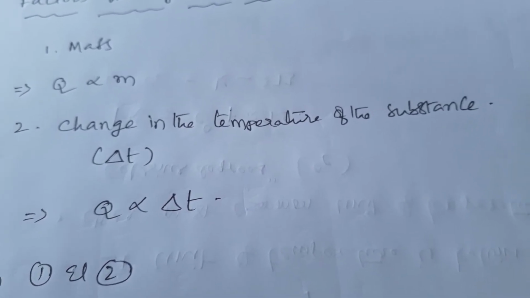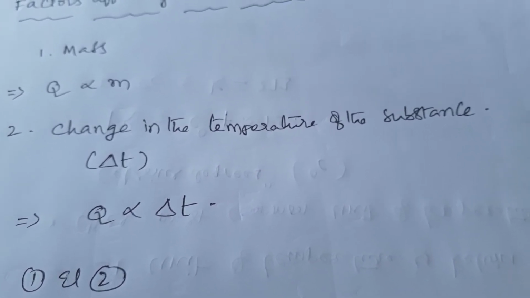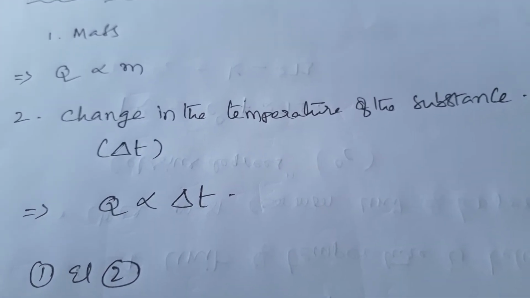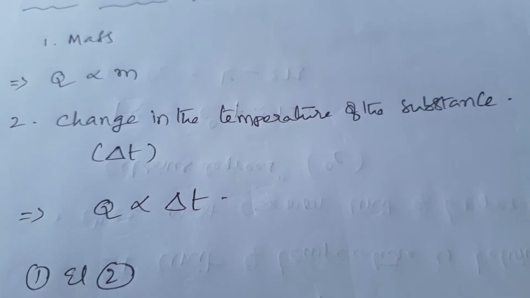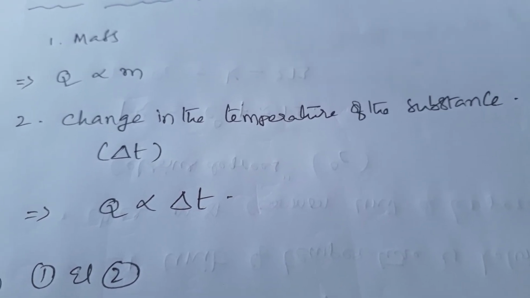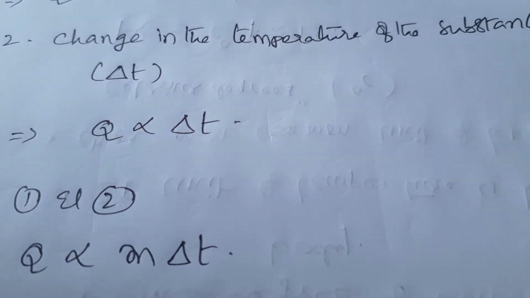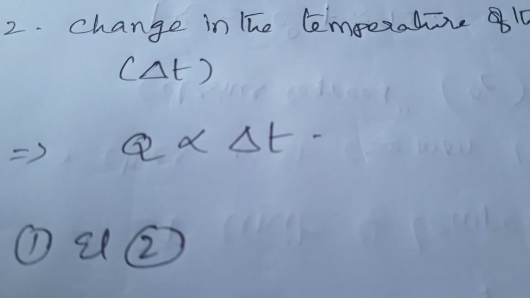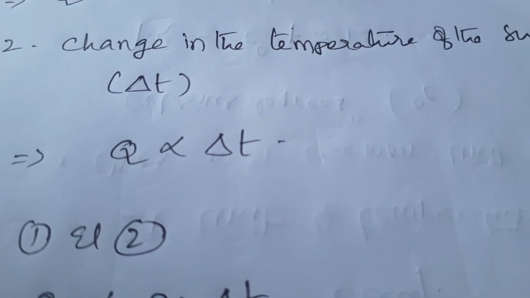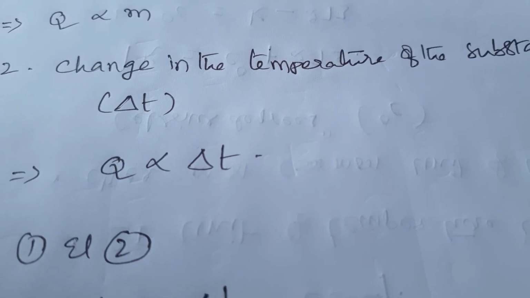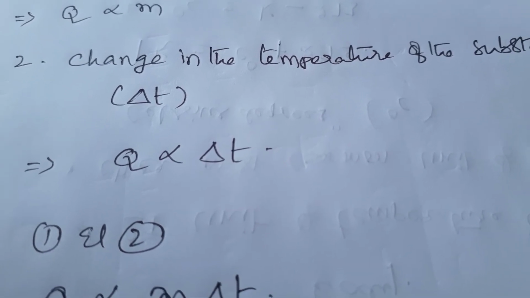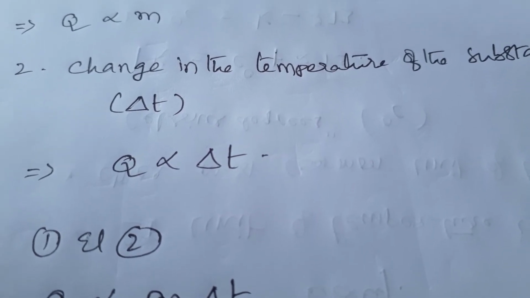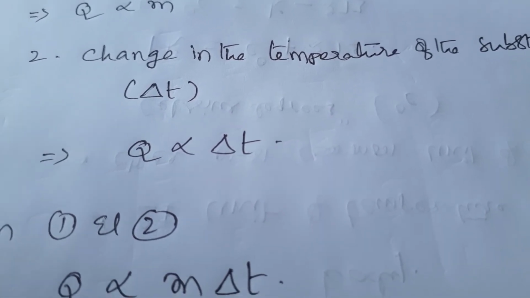So that depends on the change in the temperature. If you want more change in the temperature, then you need more heat energy. Little change in the temperature, little energy. By that we can say that Q is also proportional to the change of temperature, delta T. What is the meaning of delta T? Change in the temperature. The change in the temperature taking place in the substance depends on the heat energy.